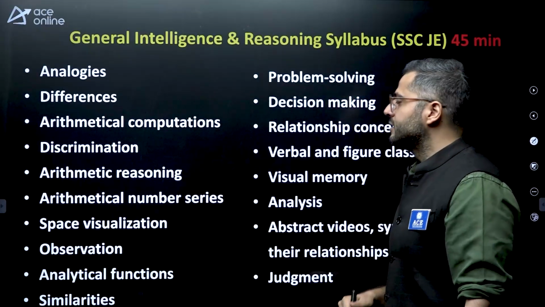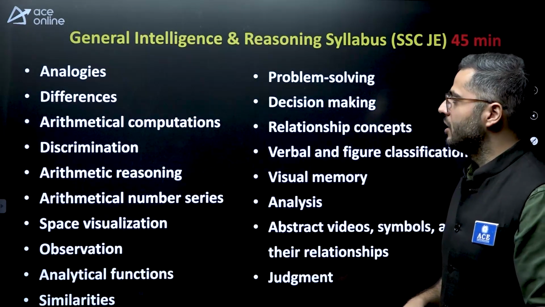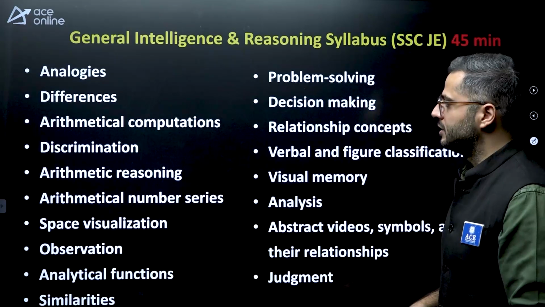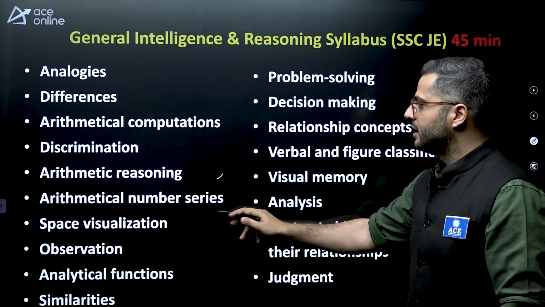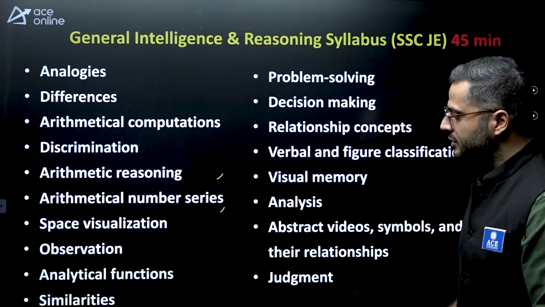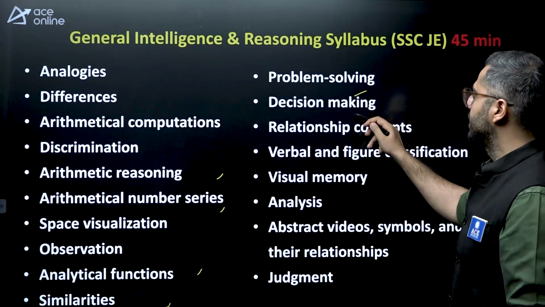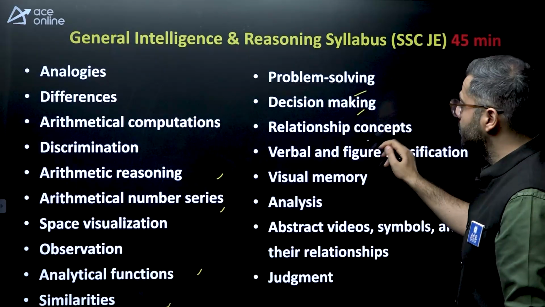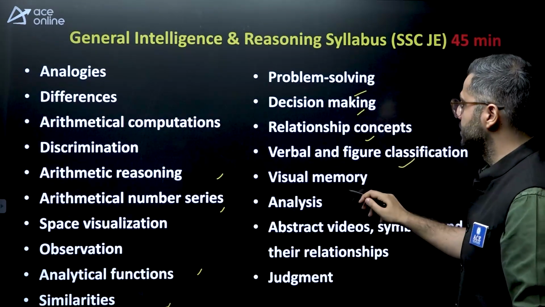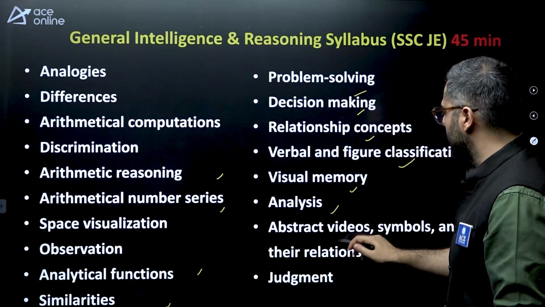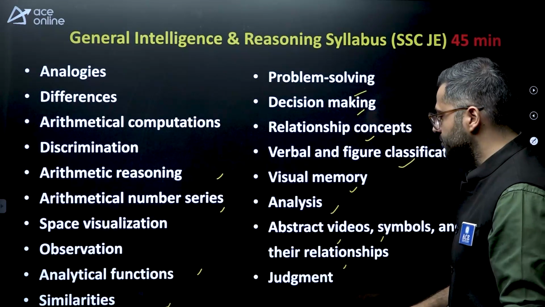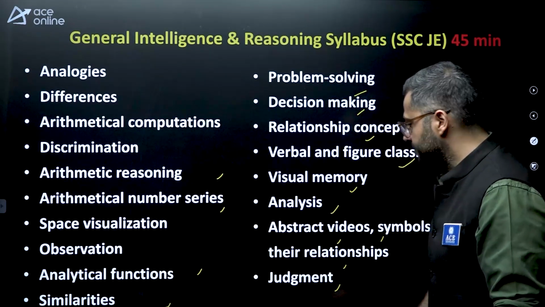Syllabus for that general intelligence part: analogies, differences, arithmetic equations, discrimination, arithmetic reasoning, arithmetic number series, space visualization, observation, analytical functions, similarities, problem solving, decision making, relationship concepts, verbal and figure classifications, visual memories, analysis, abstract ideas, symbols and their relationships, and also the judgment aspect.